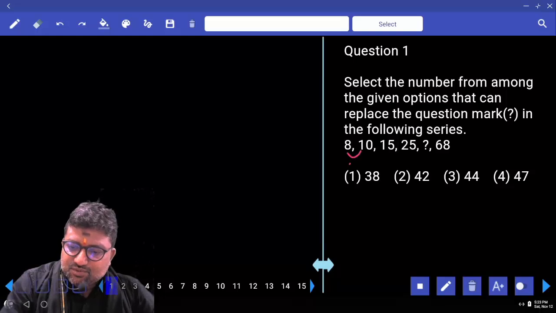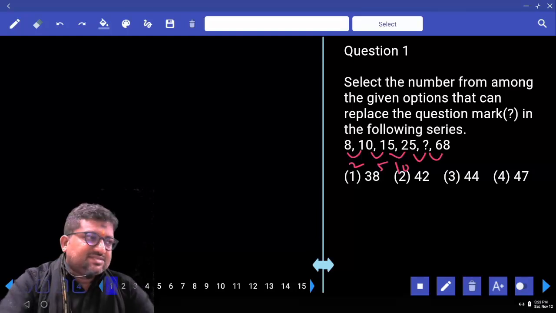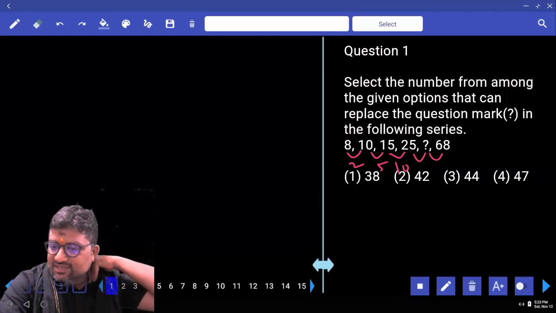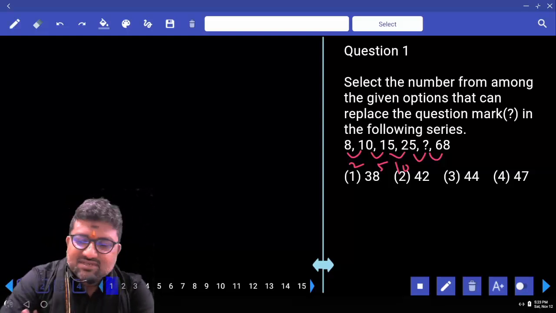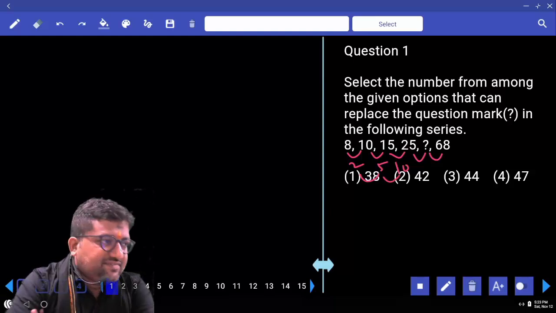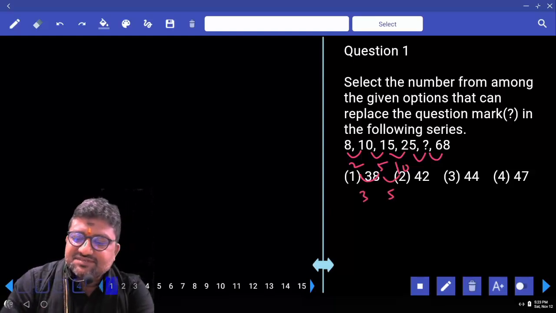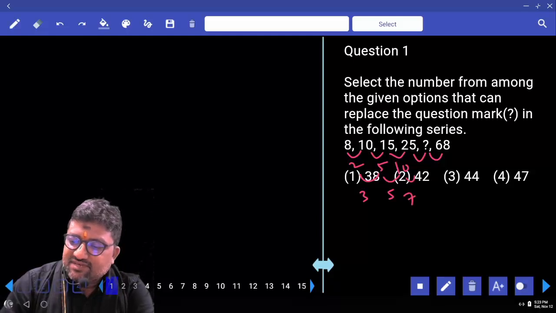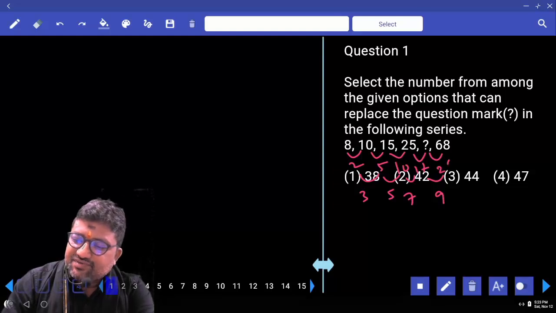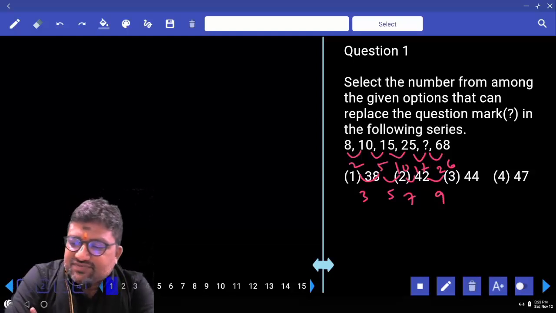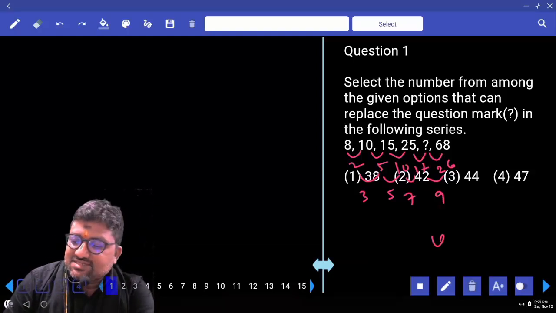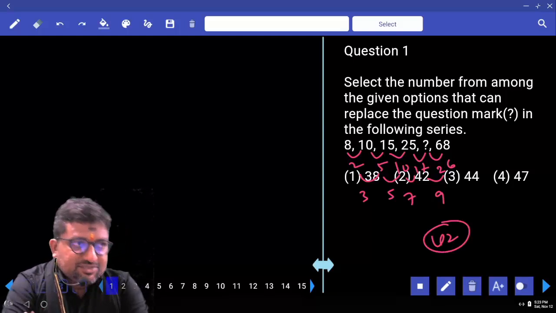What is the difference here? 2, and this is 5, and this is 10. What should be this and this? So what an ordinary student does is go for the difference of differences. This is 3, this is 5. So our next number should be 7, so this is 17. And the next number should be 9, so this should be 26. 25 plus 17 is 42, 42 plus 26 is 68. So my answer is 42. This is how an ordinary student thinks.